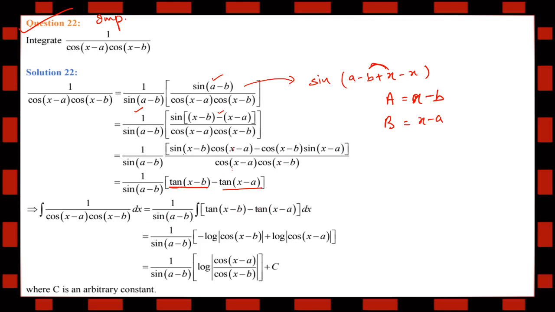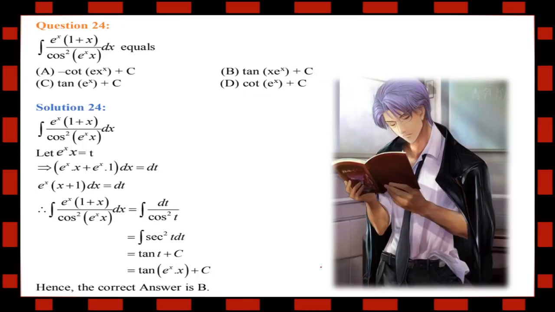Then what are we doing here? The integral of tan x is minus log cos x, and here also tan x is minus log cos x. Minus and minus will become plus. Then after that, students, log m minus log n can be written as log m by n. So this is log m minus log n. So log m by n, and this is the answer.